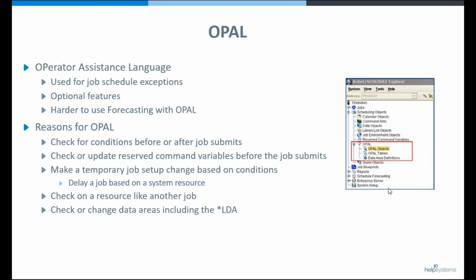So Opal stands for Operator Assistance Language, and it's a way to qualify when or if a job should be submitted. So basically what we can do is we can check conditions on your system. For instance, we could check a data area. We could check to see if a subsystem is active. We could see if a user is active. We could see if another job is active and so forth. And based on what we see in the Opal prior to the robot job running, we could delay or totally skip your robot job. All right, and this happens automatically.